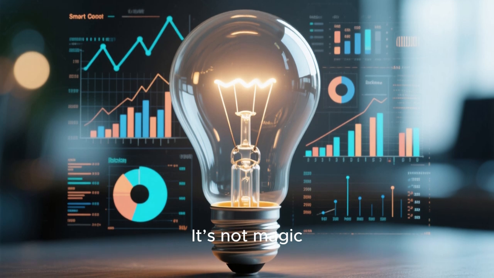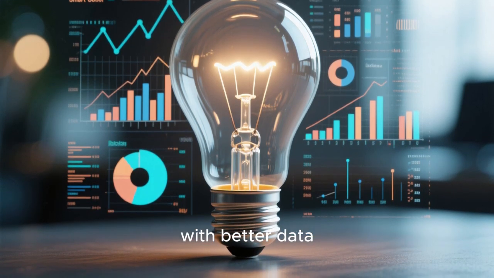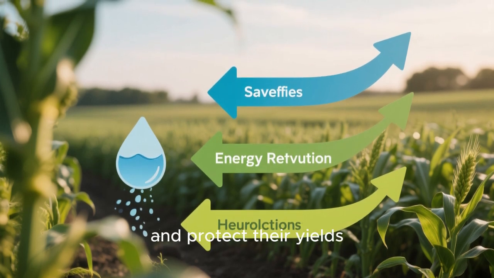It's not magic. AI-driven irrigation is about making smarter decisions with better data. It helps farms use less water, spend less on energy, and protect their yields.